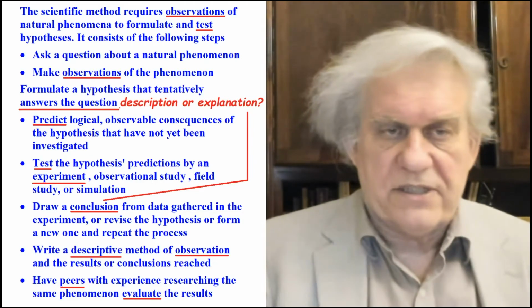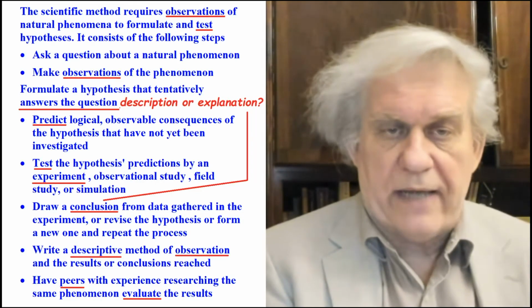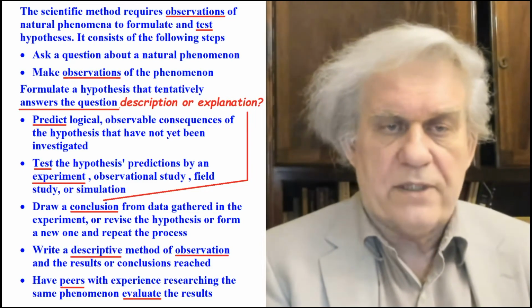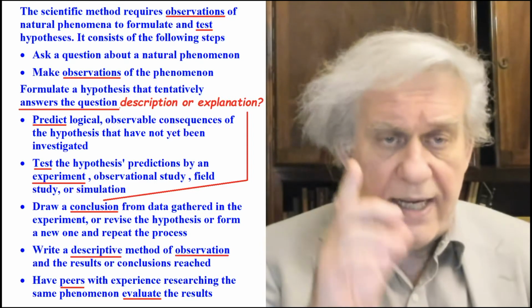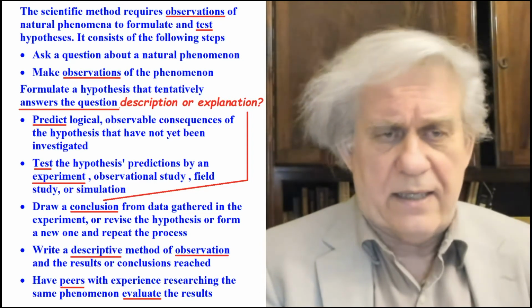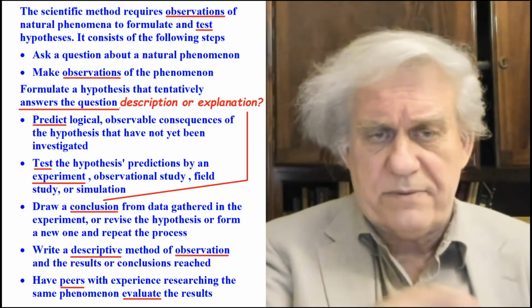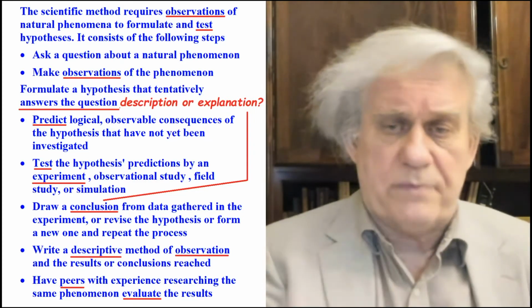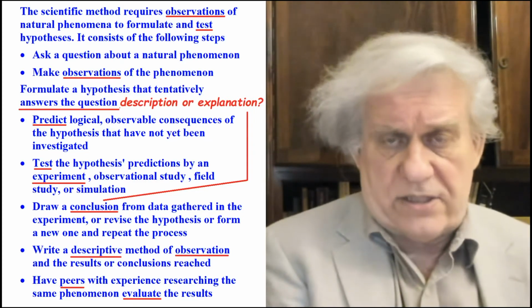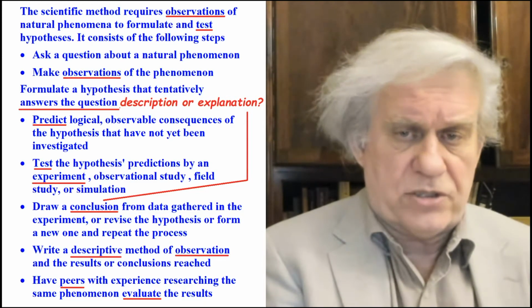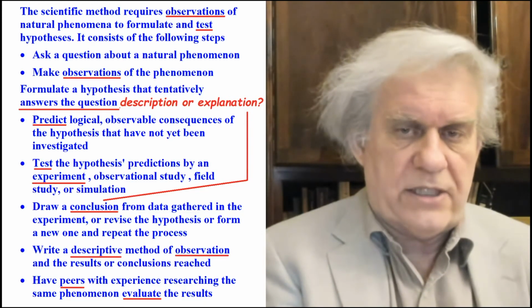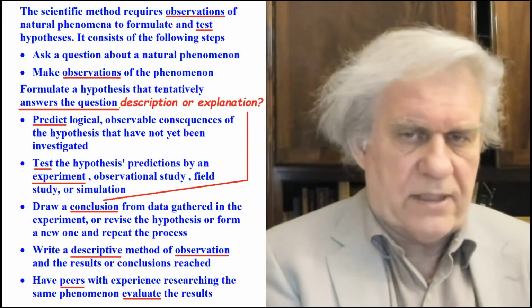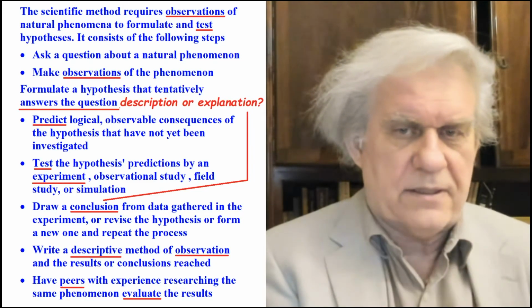It consists of the following steps. Ask a question about a natural phenomenon, make observations of the phenomenon. Formulate a hypothesis that tentatively answers the questions. And if you look at all that, it's all description and explanation. In other words, the question is whether it's a description or an explanation. What is the question we're trying to answer? Are we just going to describe? Is that what we're going to answer? Or are we going to explain something? Keep that in mind. This is what it's about.